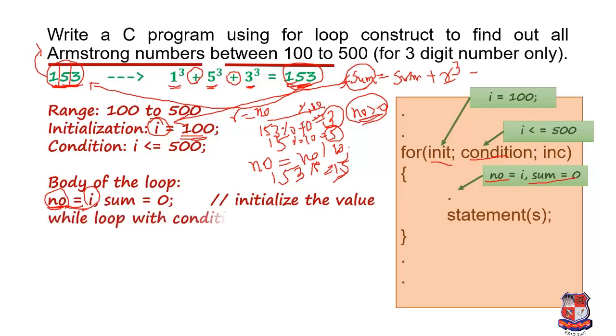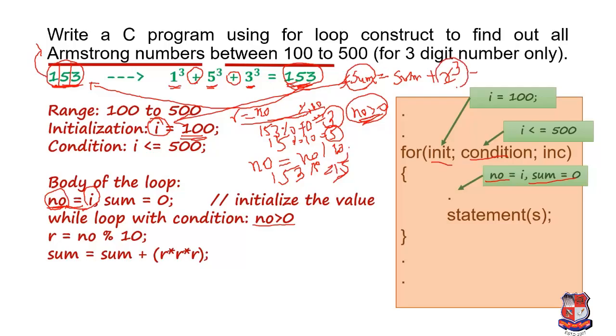Now we are taking a while loop, same as the reverse number program. Inside that while loop we'll write the condition number greater than 0. We already discussed this. Then our equation, that is r equals number modulo 10, then sum equals sum plus r cube. In C we cannot write r cube like this, that's why we have to write r into r into r. Then for the next iteration we have to do number equals number divided by 10.